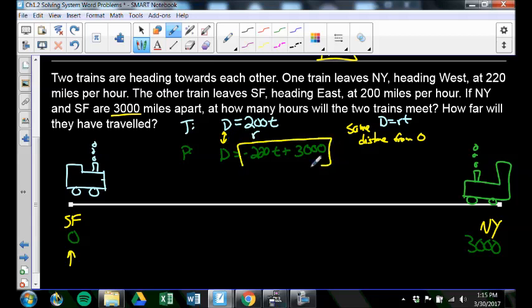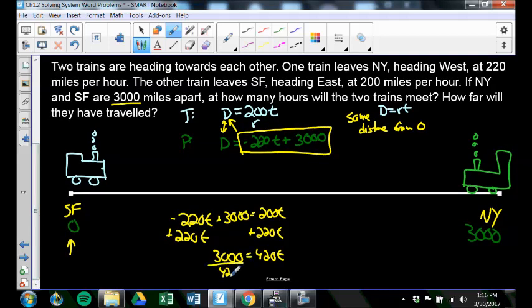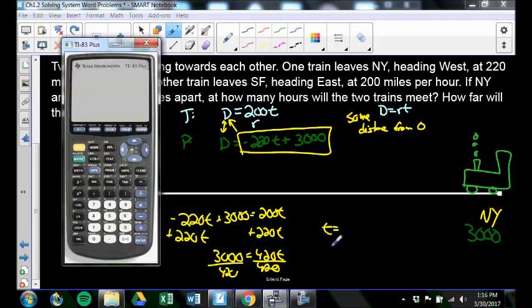I can take one of these and plug it in for the other. I'm going to solve this equation. Negative 220t plus 3,000 equals 200t. Get the t's together on the same side, and you get 3,000 equals 420t. Divide both sides by 420, and t is going to equal whatever 3,000 divided by 420 is.